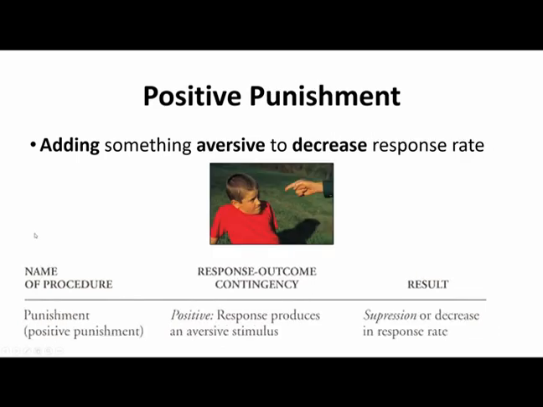For positive punishment, we're adding something aversive or bad to decrease a response rate. So we're adding something bad to make sure that that behavior isn't done in the future. So scolding a child would be an example of positive punishment. If your parents yelled at you, or if you've ever been spanked, that's positive punishment. And for the most part, positive punishment is usually discouraged. It's very frowned upon to be used.